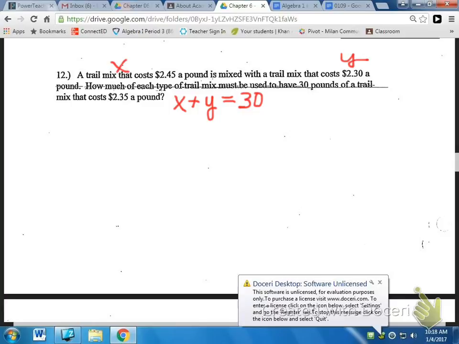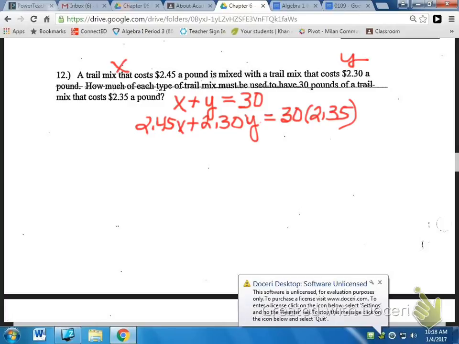Now we're going to switch to money. So 2.45X plus 2.30Y. Now, here's where it gets a little tricky, because you need to include that you're going to have 30 pounds of it at $2.35 a pound. That's the trick right there. Make sure you multiply both of those together.